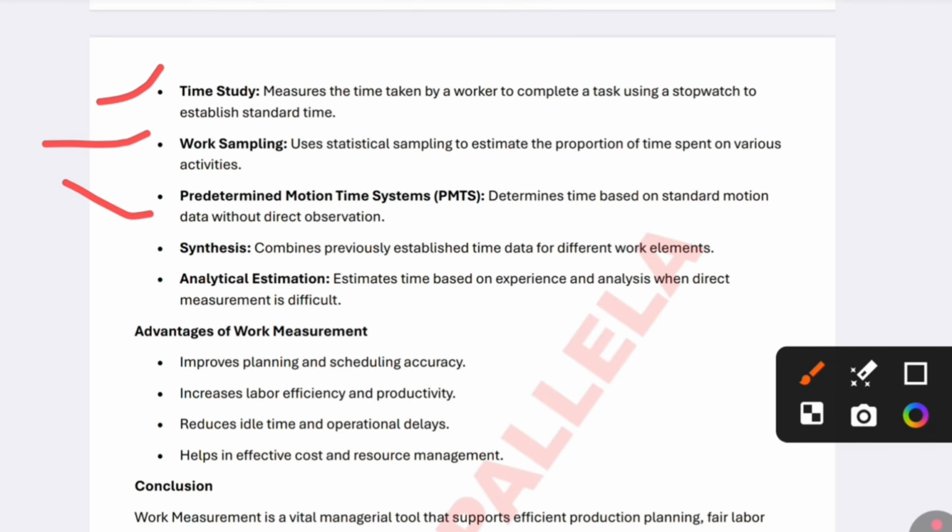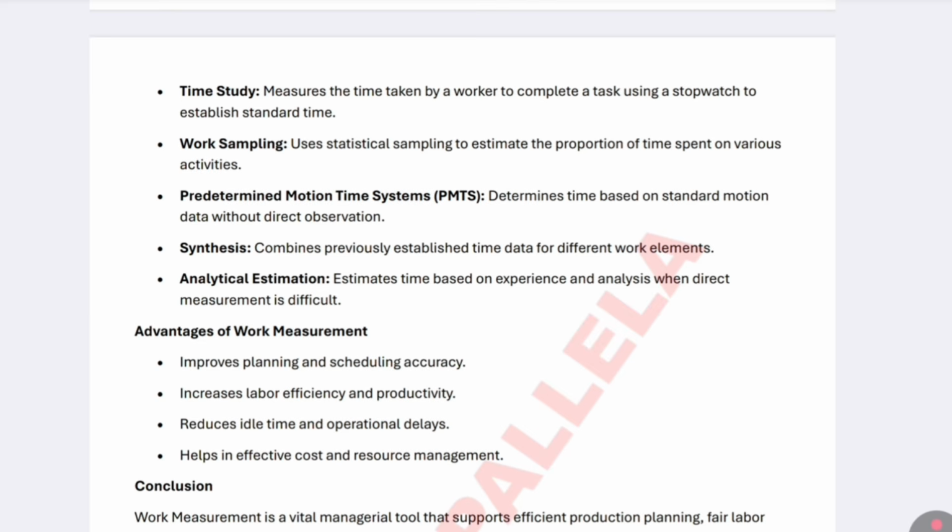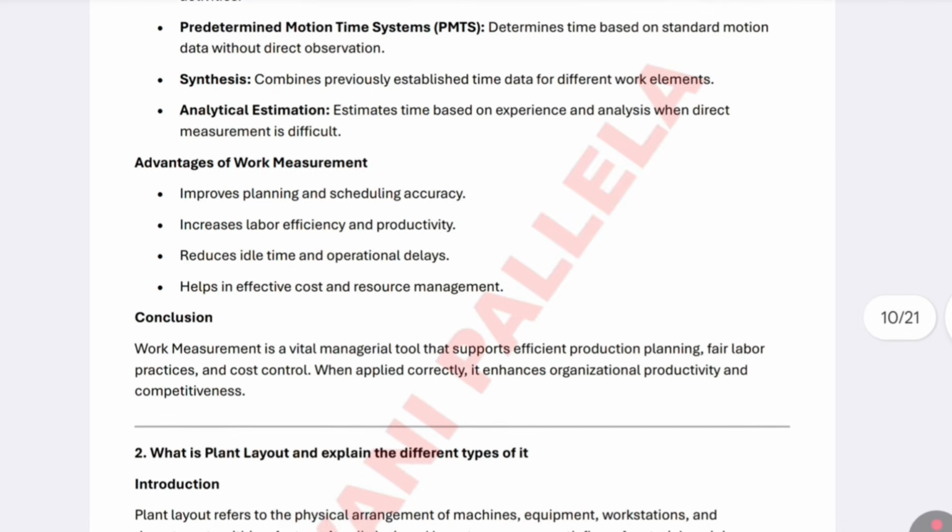So based on the standard time without any direct observation, this will be useful. Next one, synthesis, combines the various time data along with the work elements also. Next one, analytical estimation. So it will be able to understand the measurement when it is in the difficult areas. Clear, ma? So what are the advantages we are having?